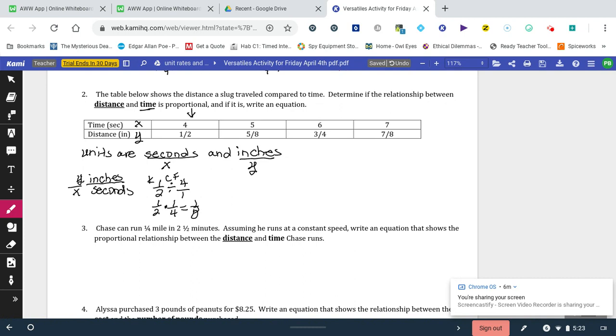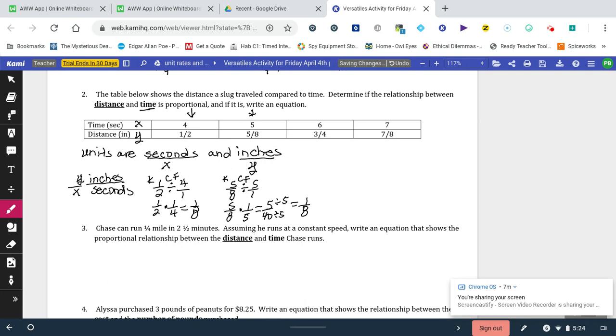All right. The next one we're going to check is 5/8 divided by 5. And then I'm going to keep, change, and flip, which means I'm multiplying by the reciprocal. So I'm going to keep the 5/8, and the reciprocal is 1/5. So I end up with 5 over 40. Divide them both by 5, and I get 1/8.